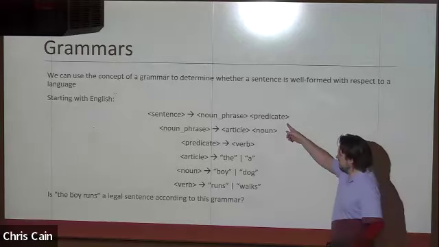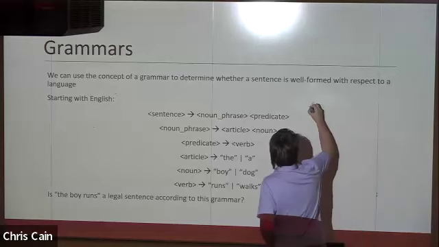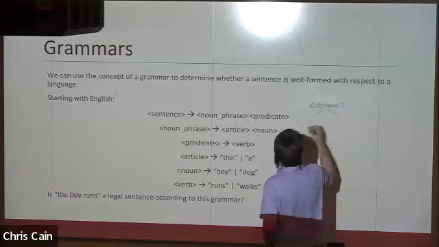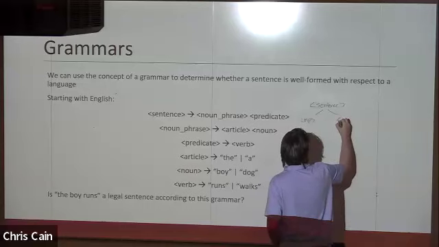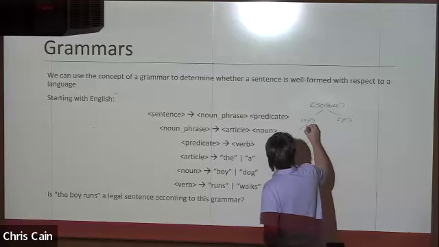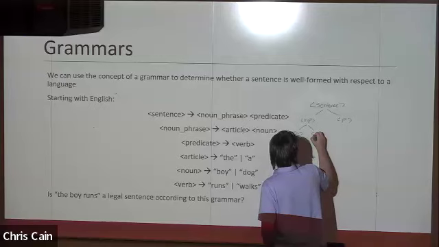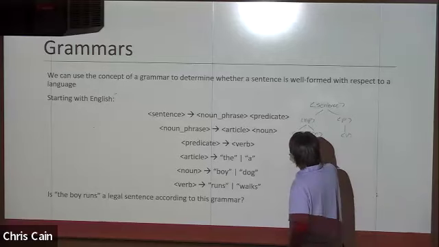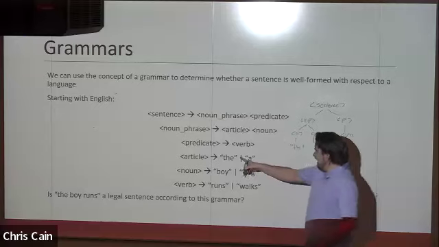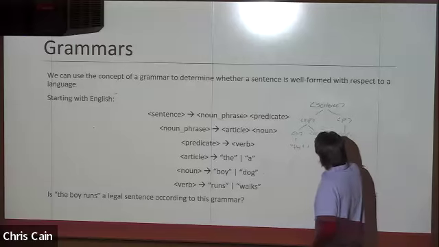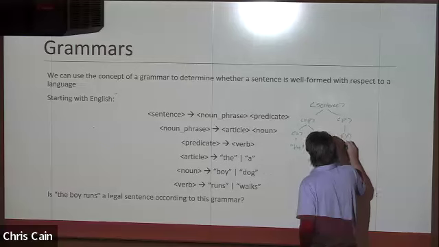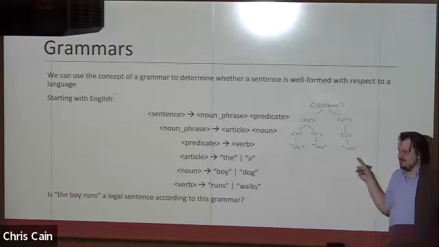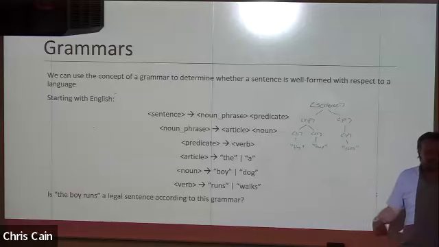We can take a sentence and break this down into a tree that says we have sentence, and this sentence can be broken down into a noun phrase and a predicate. I'm getting lazy. The noun phrase breaks down into an article and a noun. The predicate becomes a verb. One possible article is the, so we can make a substitution for the word the. The noun can become boy. And the verb can become runs. And now we see the sentence at this lower level. If we do a depth first search through this tree, you end up being able to reconstruct the sentence.